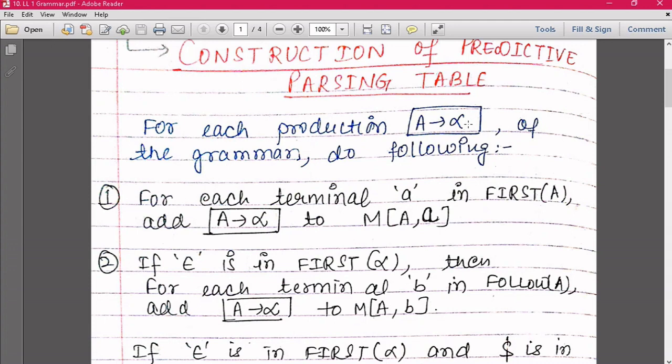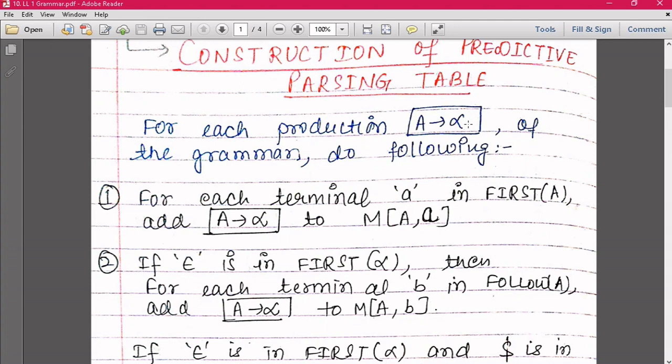So in this way you have to map whatever I have explained to you. This is quite easy. Whenever it comes to your exam, you need to explain this. And it is also saying that if epsilon is in the first of alpha, in that case you have to add this entry wherever the follow of that particular variable is there, right?